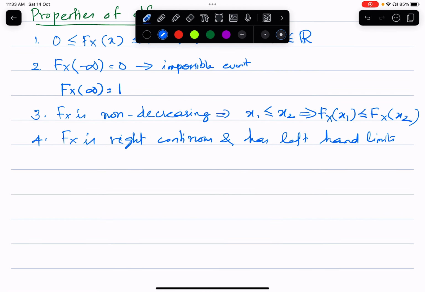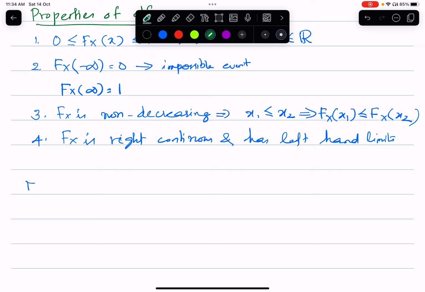And how is that condition? Is it a necessary condition or is it a sufficient condition? It is a sufficient condition, or you can call it necessary and sufficient. If the function satisfies all these properties, it can be called a distribution function. If it is a distribution function, it satisfies all these properties. It goes both ways, so it's necessary and sufficient, right?